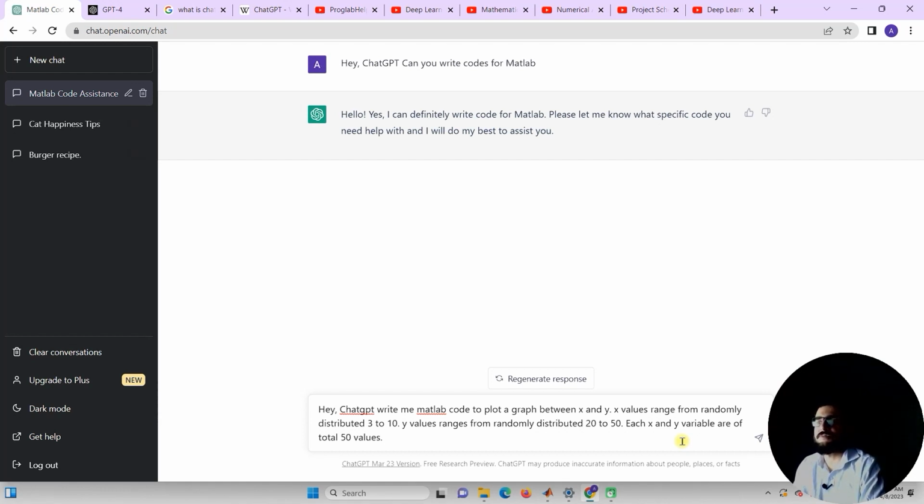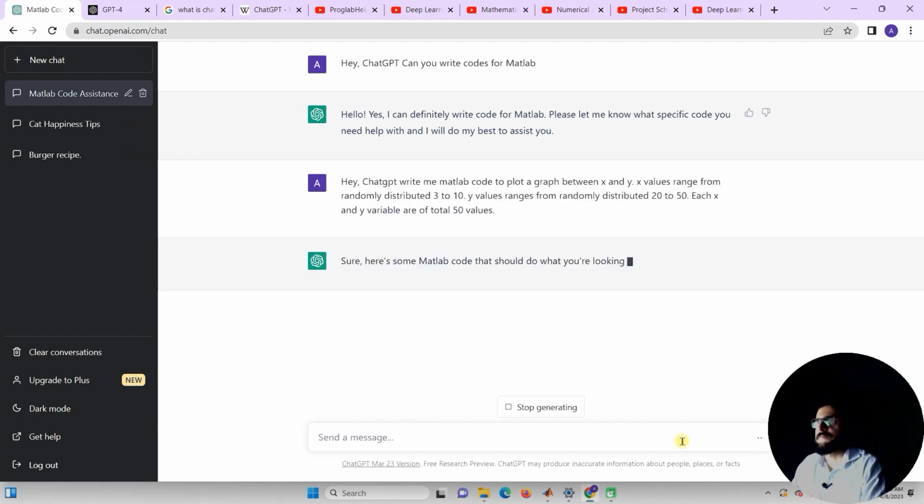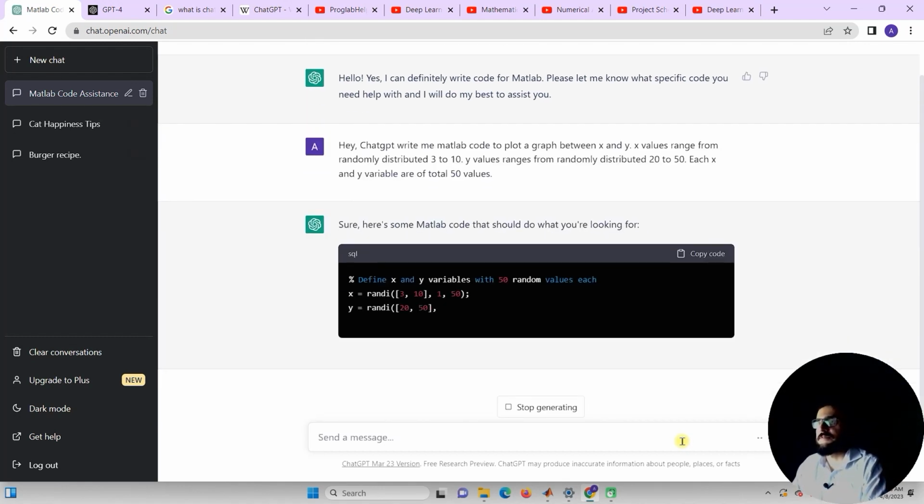They are randomly distributed between 3 and 10. They might be repeated values. And the same thing for y. Then I tell ChatGPT each x and y variable are of total 50 values. So x will be a range from 1 to 50 values, and these 50 values will be composed of randomly distributed numbers that are in the range of 3 to 10. So let's enter. Okay, that's good.